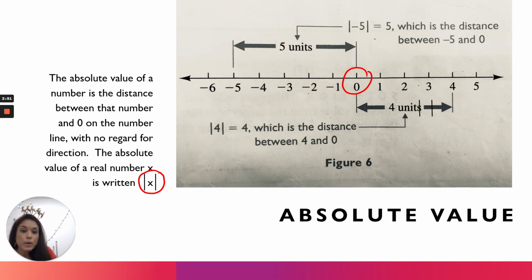So first example, we have a -5, and we want to find the absolute value, noted by the bars. The absolute value of -5, we just want to look for the distance. So here is -5 on the number line. It is 5 places from 0. So the absolute value of -5 is 5. Now the absolute value of 4. 4 is right here on the number line. It is 4 places from 0. So 4 is the absolute value of 4.